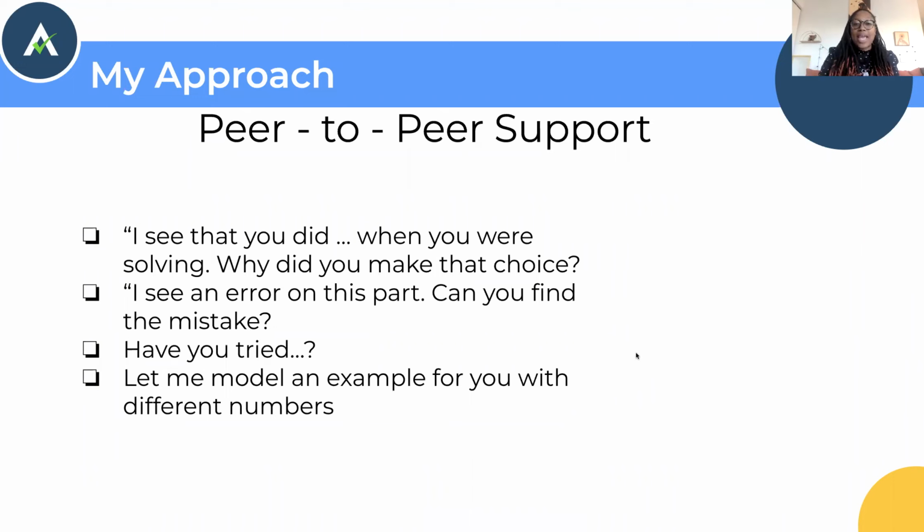So I would put up like 3 + 4 = 8 and have students stand and tell me, I want you to use the first sentence starter. I see that you did 8 for your answer when you were solving. Why did you make that choice? Or practicing giving that type of support.